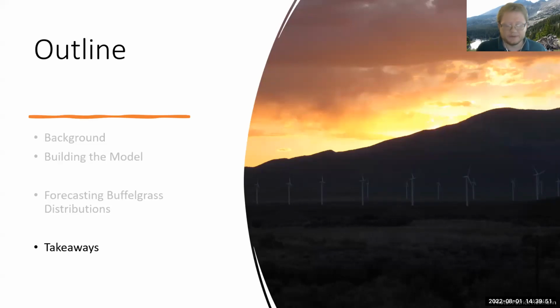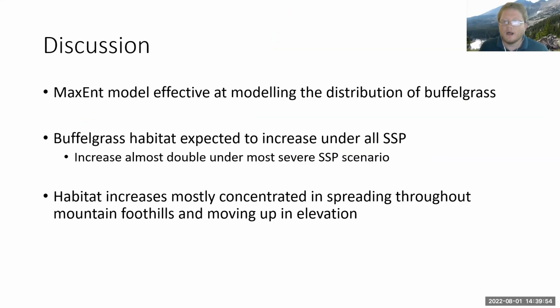So just some general takeaways. The maximum entropy model was definitely an effective model for modeling bufflegrass distribution. We knew that going into this, as it had been used previously in a number of other studies, but the model really did, in all of the metrics that were used, greatly exceed all of them. We had a goal of an area under curve value of 0.8, and we ended up with 0.99. And for our original validation, we were hoping for 90% predictive ability for actually getting where the presence points are, and it was over that as well.